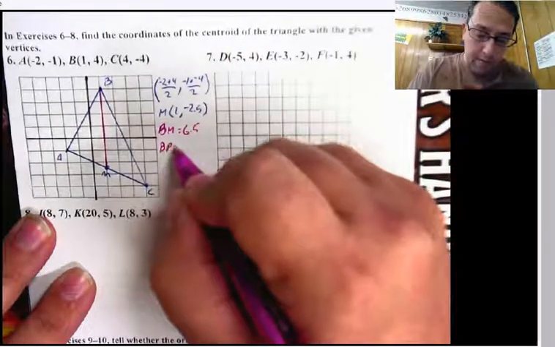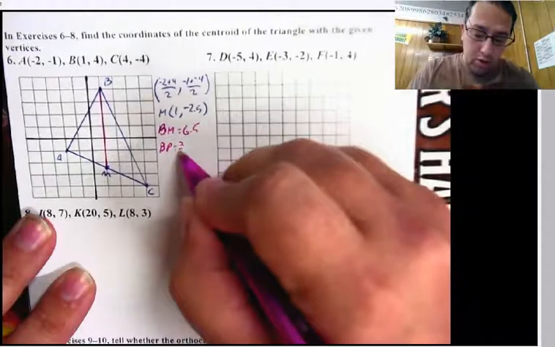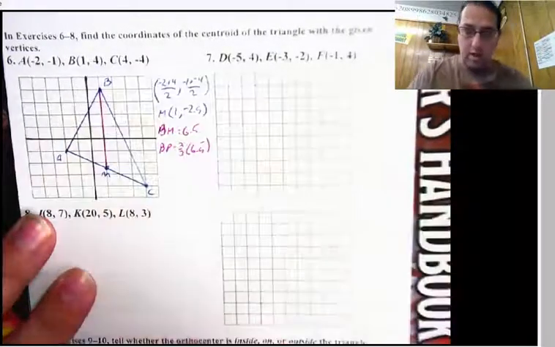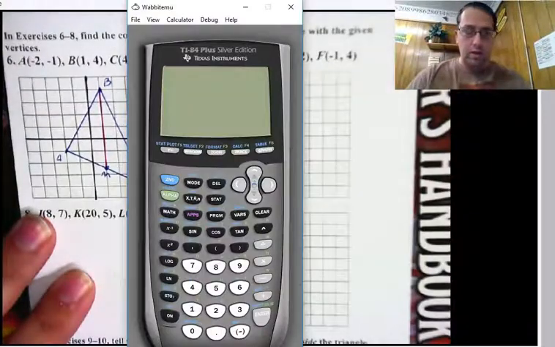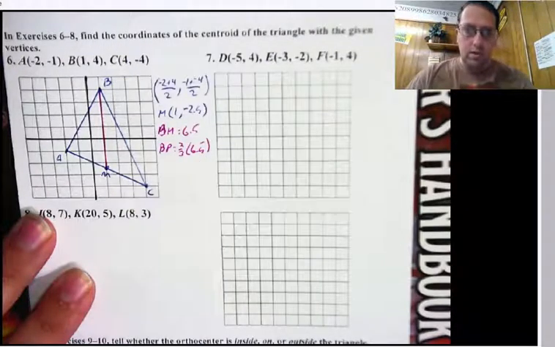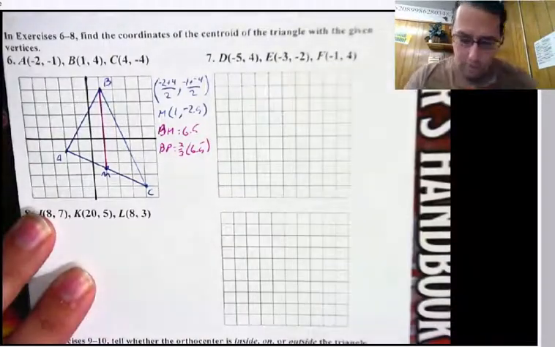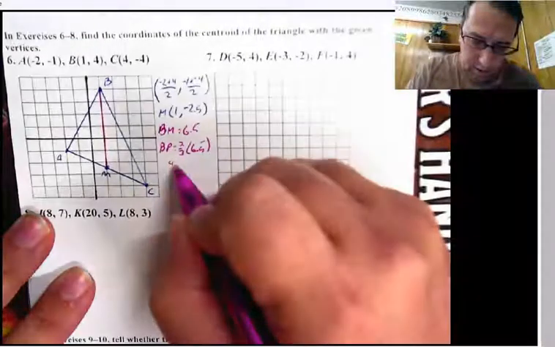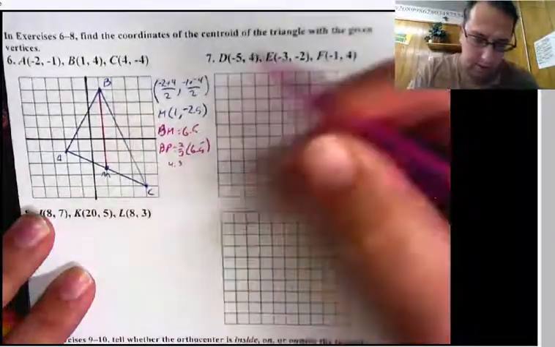So BP, remember, is going to be 2/3 times 6.5, and that is one I cannot do in my head, so I'm going to pull up my calculator. 4 1/3. Lovely. 4.3. So let's minimize that. So that is the distance we want here. 4.3 is the length of BP.